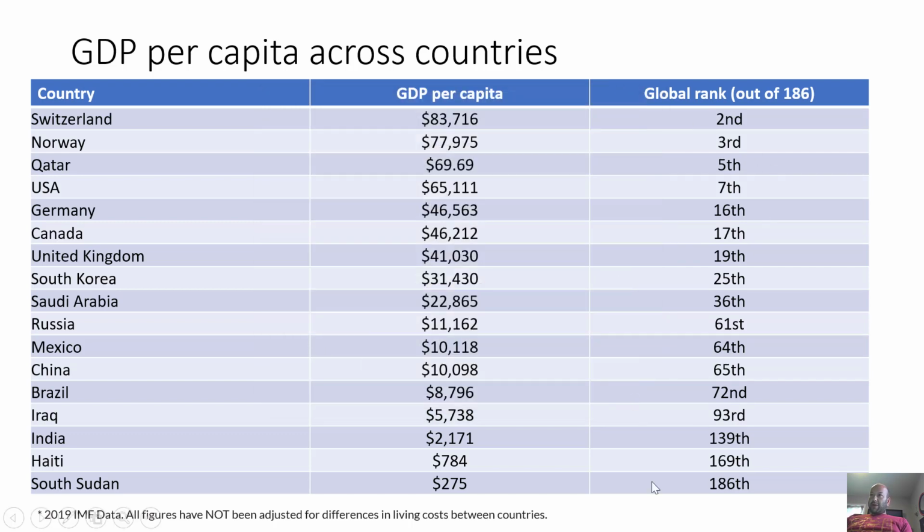And so you can see here the global rankings. You have a lot of difference here. Sorry, that's a typo for Qatar. That actually should be 69,000 plus. But you can see that there are a lot of differences, even when we're talking about differences between developed countries. You've got South Korea coming in at 31,000, the UK at 46,000, and then you've got countries like Switzerland and Norway, well over 70, 80,000, which is up there.